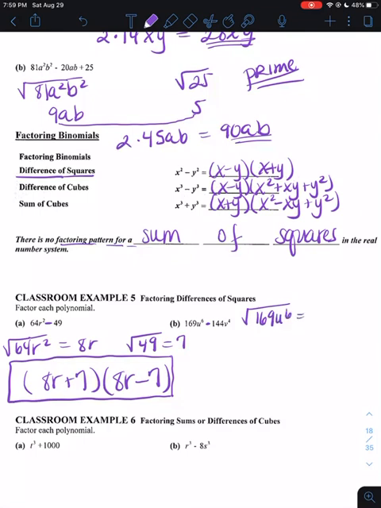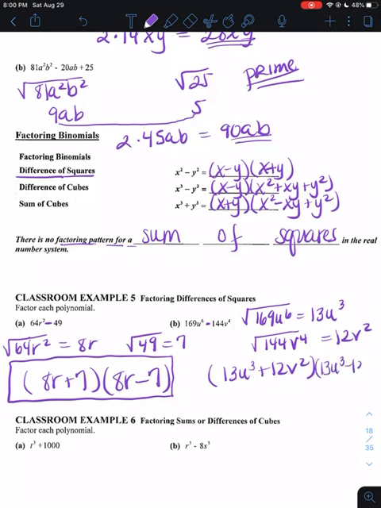169u to the 6. When I take the square root of 169u to the 6, I get 13u to the 3rd. And then when I take the square root of 144v to the 4th, I get 12v squared. So since they're both perfect, the way that it factors is 13u cubed plus 12v squared, and then 13u cubed minus 12v squared. Oops. Let me see if I can move this over because that's ugly.